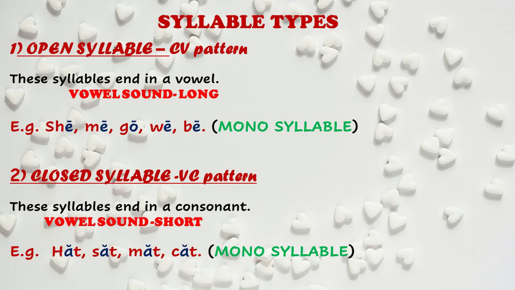The second type is known as a closed syllable type. Here you have a vowel immediately followed by a consonant, and when this happens, the vowel sound tends to be a short one. Let's look at the following words: hat, sat, mat, cat. Now let's take the word hat. You have the vowel sound a followed by the consonant sound t, making the vowel sound a short one. So we have hat.